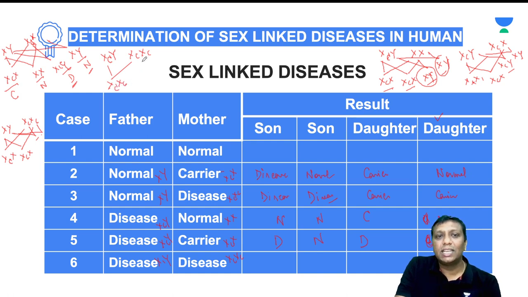XCXC. The second again XCXC. Again disease daughter. Again XCXC. Again disease daughter. The third one is XCY. XCY, disease son.